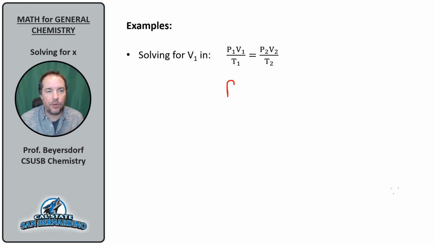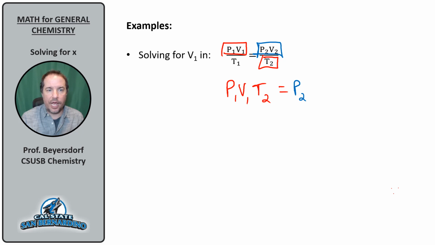So I'm going to take P1 V1, right? So that's the numerator from the left times the denominator from the right. And I'm going to then take the numerator from the right times the denominator from the left. And so now I have an equation where I don't have anything in the denominator. It just makes my life easier.